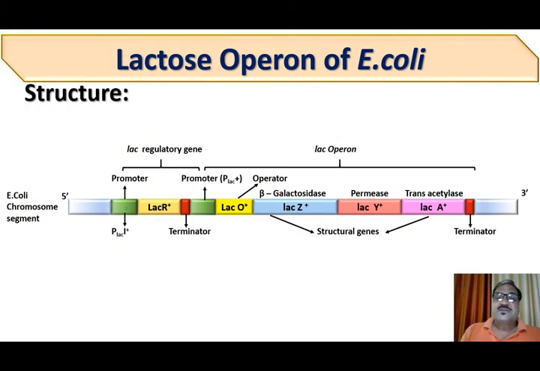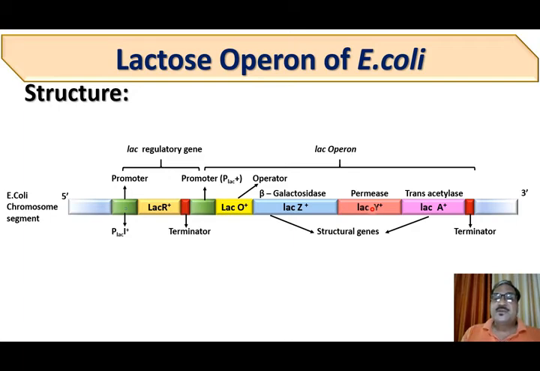First, let's study the structure of this lac operon. The lac operon consists of 3 structural genes, a regulator gene, a promoter gene, an operator gene, and terminators. The 3 structural genes are LAC-Z, LAC-Y, and LAC-A. LAC-Z encodes the beta-galactosidase enzyme, an intracellular enzyme that cleaves the disaccharide lactose into glucose and galactose and catalyzes isomerization of lactose to allolactose.